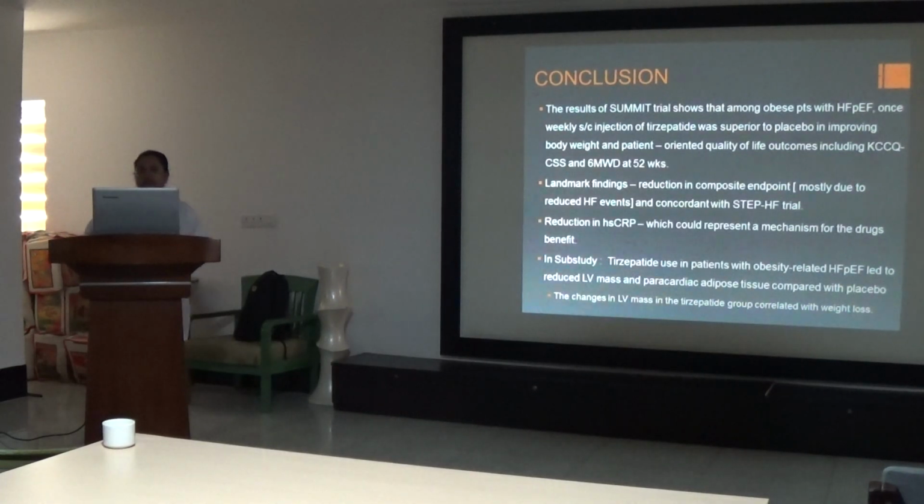Basically, to conclude, the STEP-HFpEF trial shows that among obese patients, once weekly subcutaneous injection of semaglutide is superior to placebo in improving body weight and patient-oriented quality of life, including the KCCQ score and 6-minute walk distance. The landmark finding was that there was a reduction in worsening heart failure events. There is a reduction in hsCRP, which could represent a mechanism for the drug benefit. And in the sub-study, it showed reduced LV mass and pericardial adipose tissue, which correlated with the weight loss.